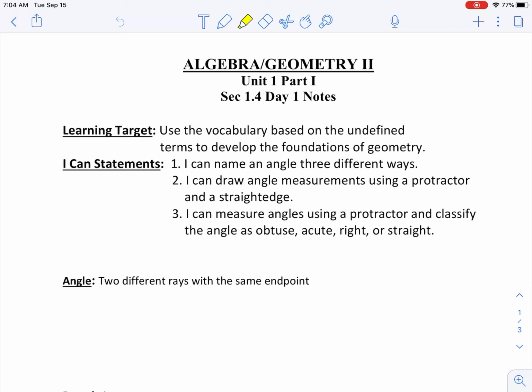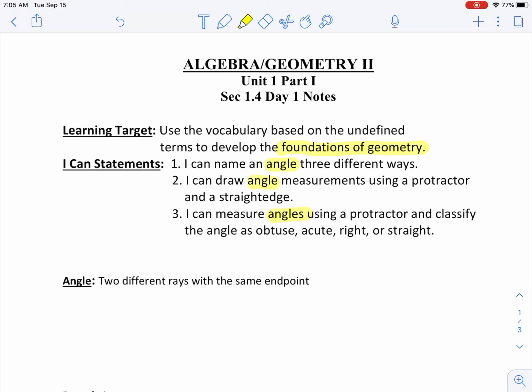Next section of notes, and we're going to be talking about angles. So this is section 1.4, day 1 notes. A reminder that this unit is all about developing our foundations of geometry, and again we're going to be talking about angles. So you can see that come up here. We're going to name angles. We're going to be able to sketch angles.